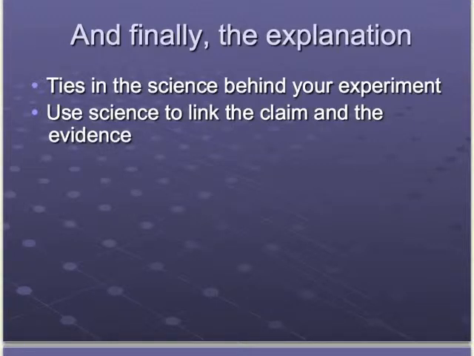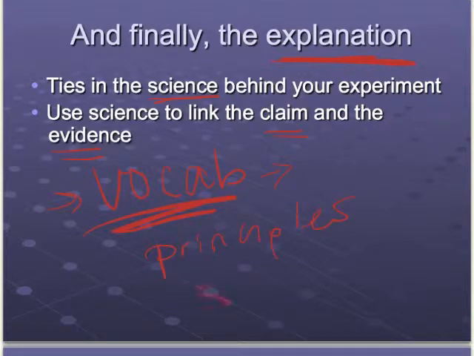And lastly, as we work into the toughest section to write, the explanation section, we want to make sure that we tie in the science behind your experiment and that it uses science as a link to the claim and the evidence. The biggest way to show me that you understand the science behind it is to link to science vocabulary that you've studied, perhaps science principles, perhaps also linking to specific scientists' work that have studied these topics that you have learned about.